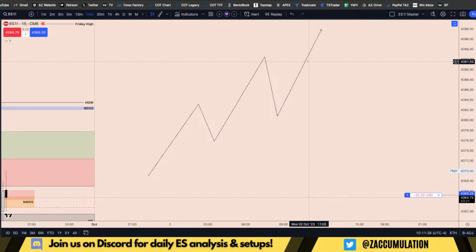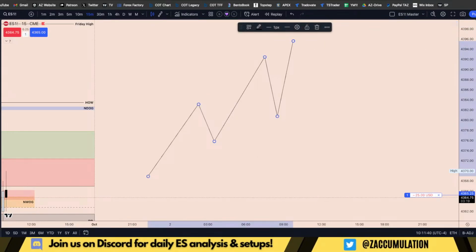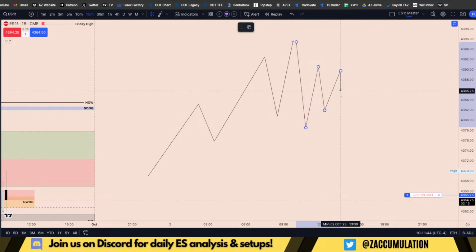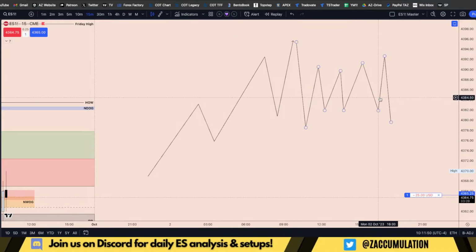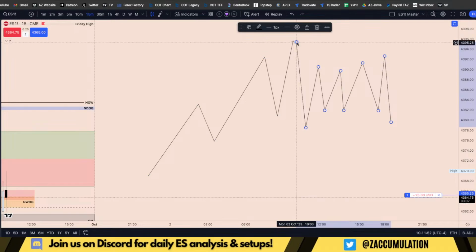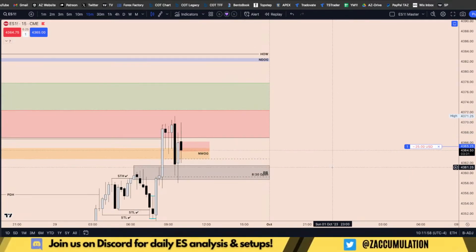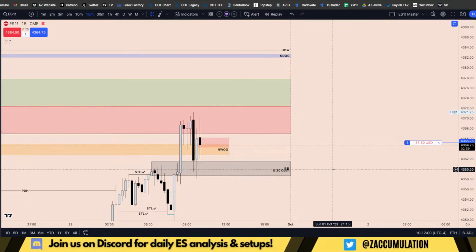Much easier to trade than being somewhere in here, not really knowing where it's going to go. 50-50, that would be. We have both PD arrays to the upside and downside, resistance and support. We're stuck in between. An ICT sandwich.